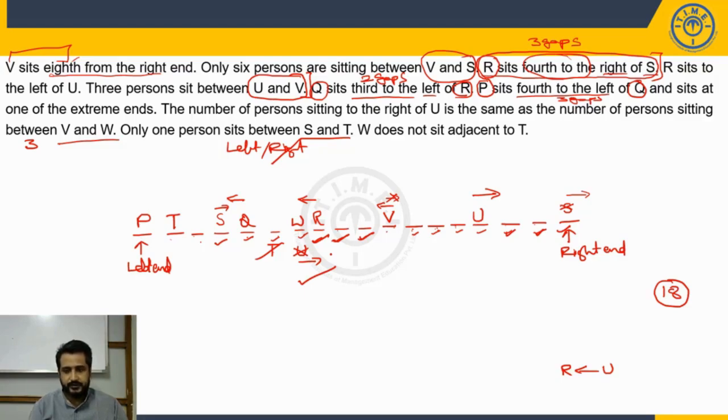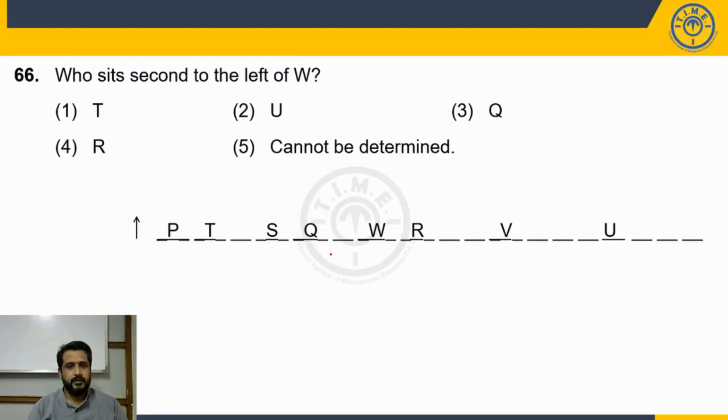Let's answer the questions. Who sits second to the left of W? Second to the left of W, first left, second left. Who is there? Q is there. So choice 3.